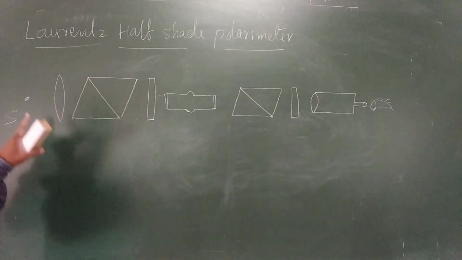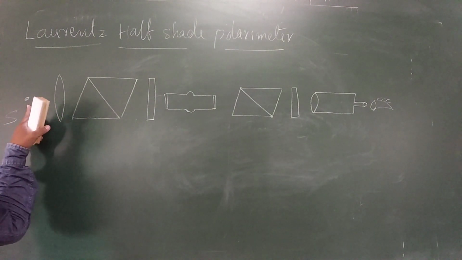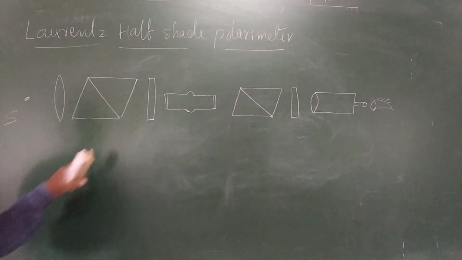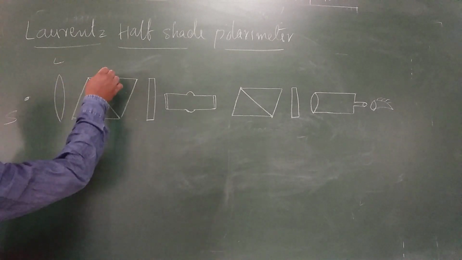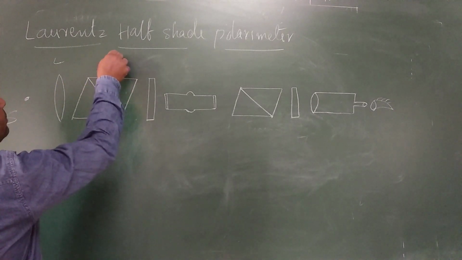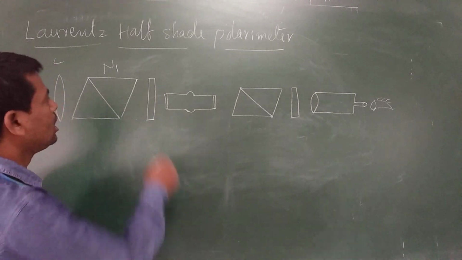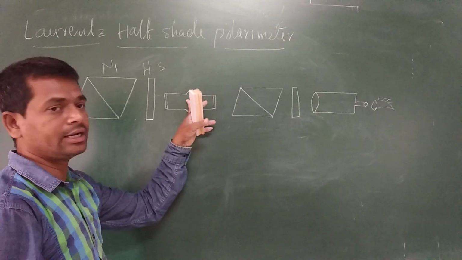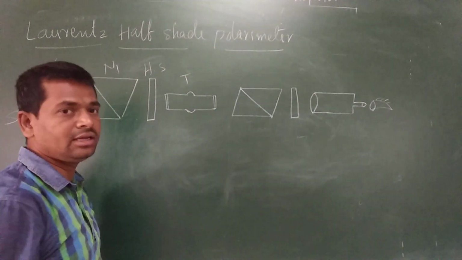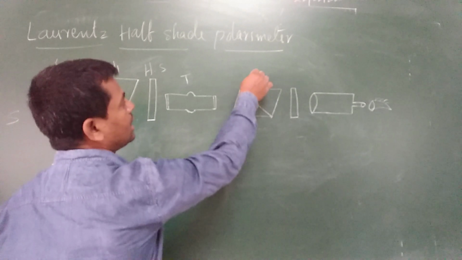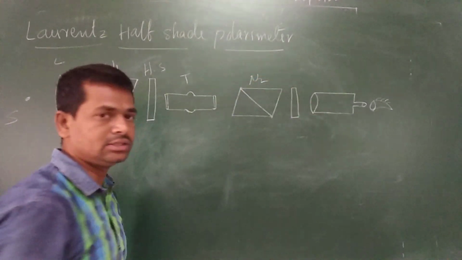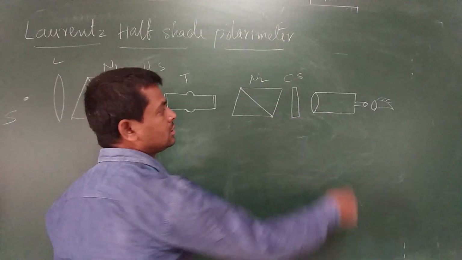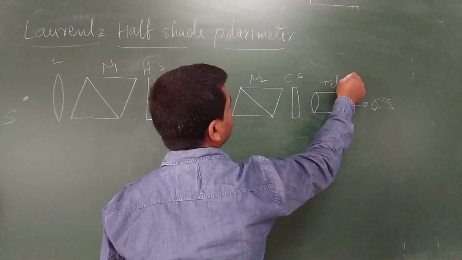In this diagram, it is a source. A monochromatic source we must use. And the lens, its name is a polarizer. So it is a source, lens. It is a polarizer. Let me denote it with N1. It is a half shade, and it is a tube which contains the solution. And it is the analyzer. Let it be denoted with N2. It is a circular scale. This is a telescope.